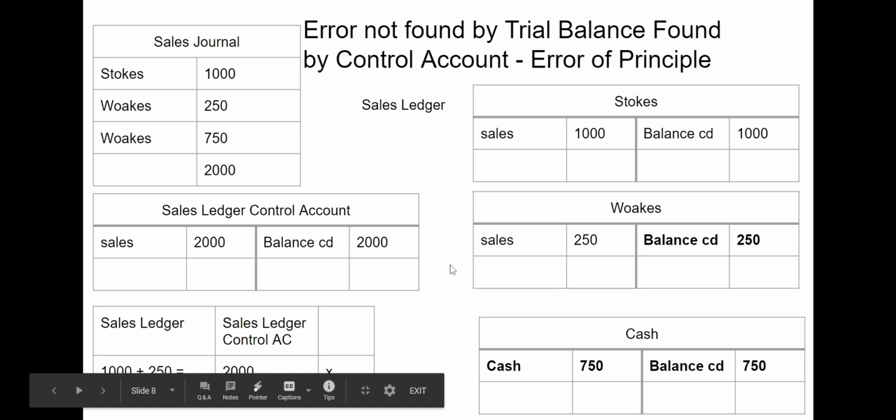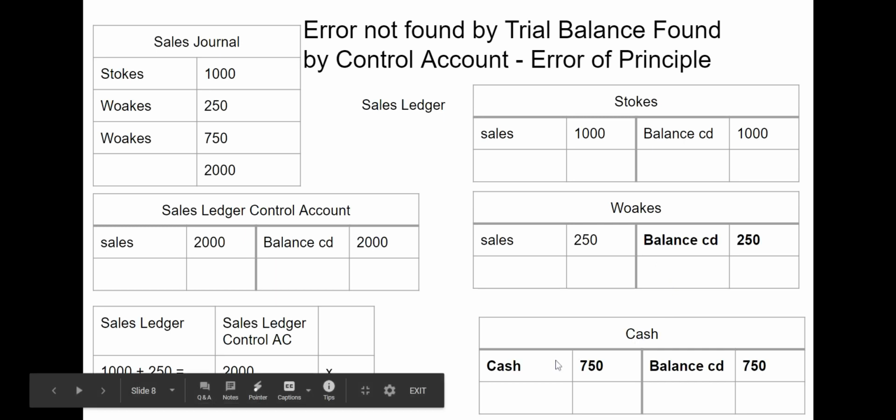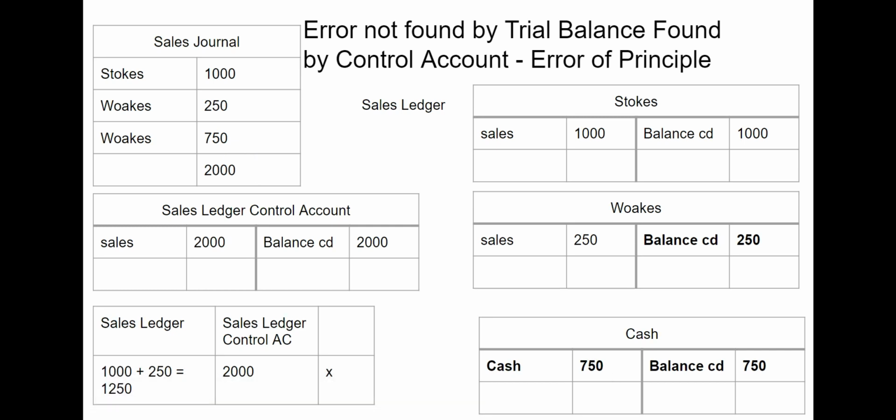Okay, an error not found by the trial balance, but found by a control account. Another example might be an error of principal. Error of principal is where we should have put this debit entry into the Wokes account because it was a credit sale, and somebody's going to put it in completely the wrong type of account, which in this case I've just randomly picked the cash account.